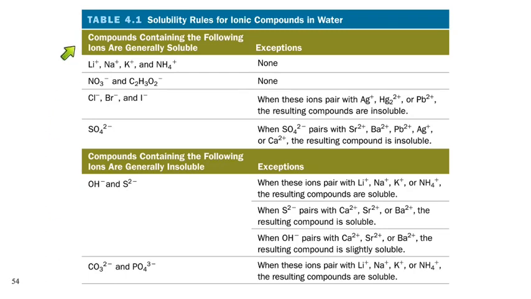So the table is divided into two sections. The top part is, these are compounds that are generally soluble. So if it has any of these ions in it, it's generally soluble. There are some exceptions, okay? The bottom is things that are generally insoluble. If it's got hydroxide in it, it's probably insoluble, except for these things. So all of this down here looks really awful, doesn't it?